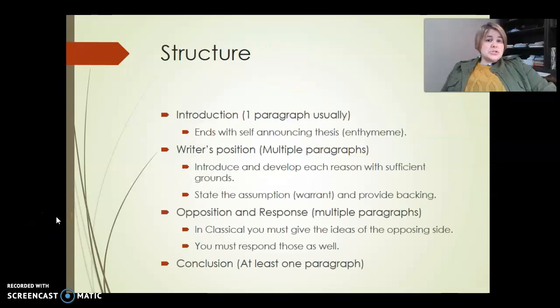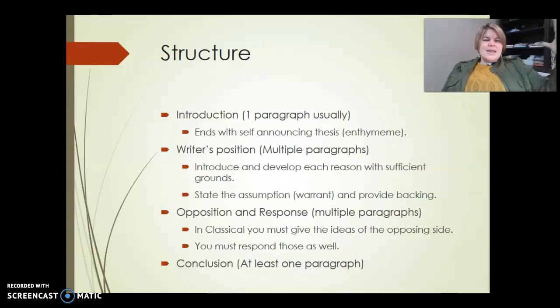So the structure is very straightforward. You could think of it like that typical 5-paragraph essay you've been taught or are familiar with. However, it's going to start expanding from that. So it is going to have an introduction. That introduction is going to end with your enthymeme. And each paragraph after that needs to be related to the enthymeme. Then you're going to have that rebuttal section where you look at the opposing views and then you respond to those. And then you're going to have your conclusion. So it's more of sections and less paragraphs here.